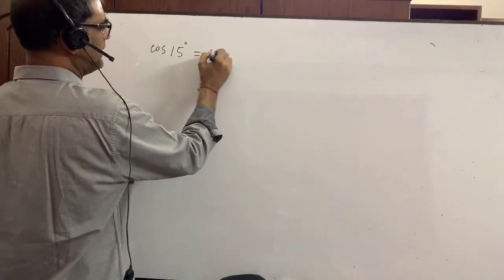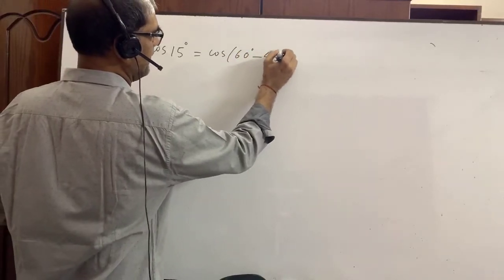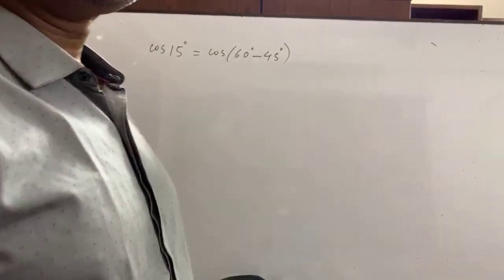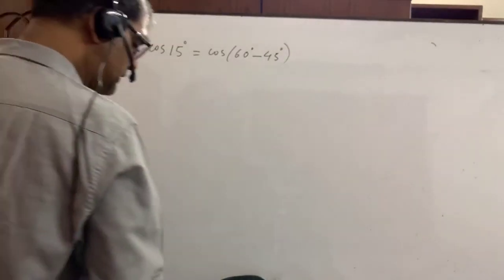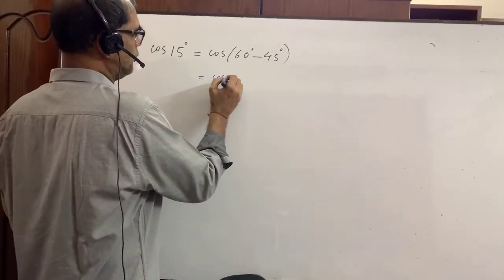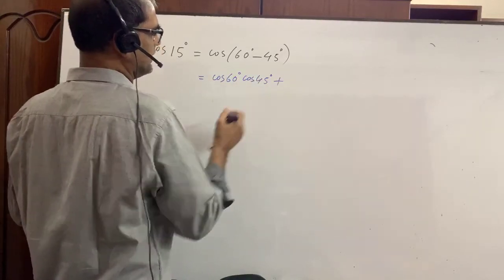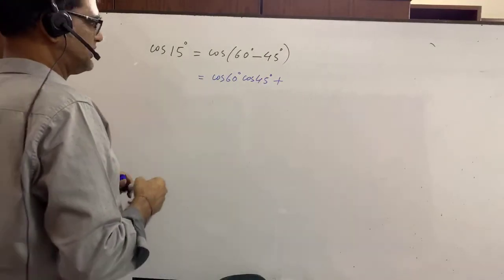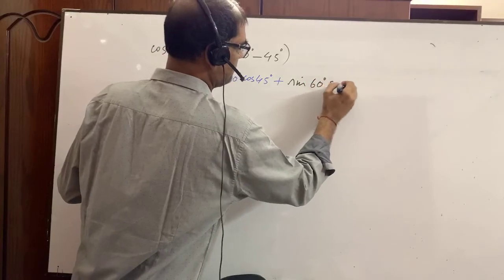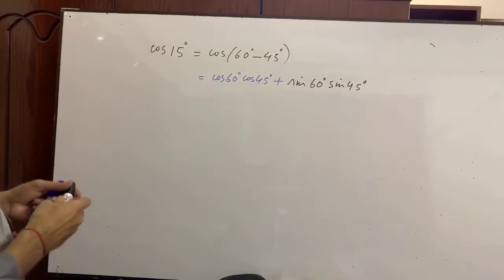Okay, this math we will do by 60 degree minus 45 degree, or you would do 45 degree minus 30 degree. The same thing will happen here. Now cos of A minus B equals to what? Cos A cos B plus sin A sin B.